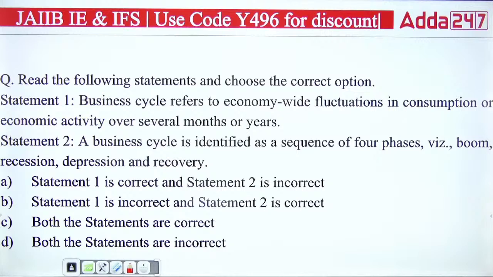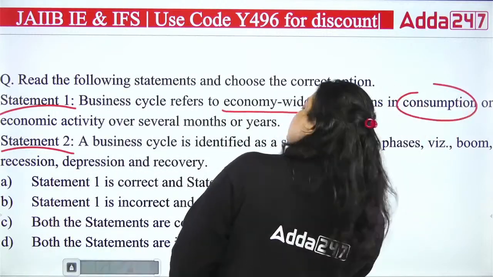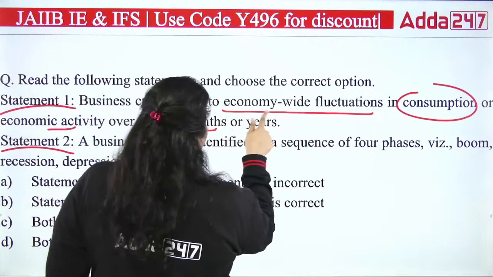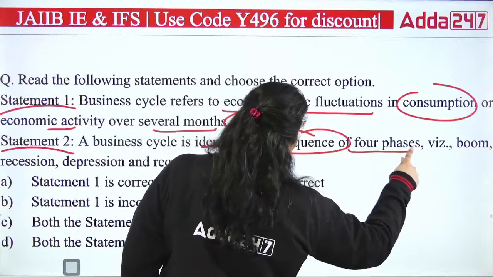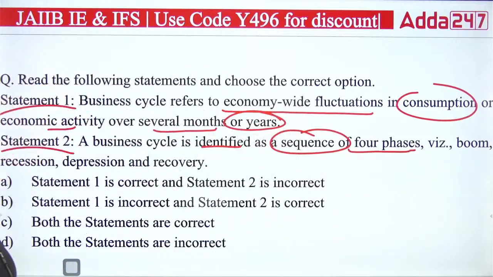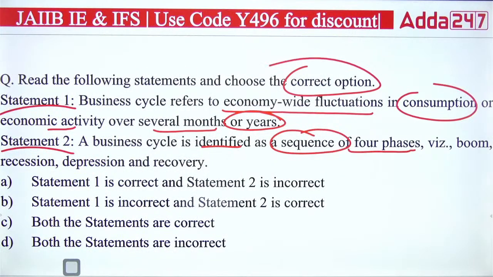Again, there are two statements. First statement is saying business cycle refers to economy-wide fluctuation in consumption or economic activity over several months or years. Statement 2 is saying a business cycle is identified as a sequence of 4 phases: boom, recession, depression, and recovery. So you have to answer which of the following statements is correct here. The correct statement you have to find out. And I guess you can easily answer this question. The second statement is very true that business cycle is identified as a sequence of the 4 phases: boom, recession, depression, recovery. Boom also known as your peak.